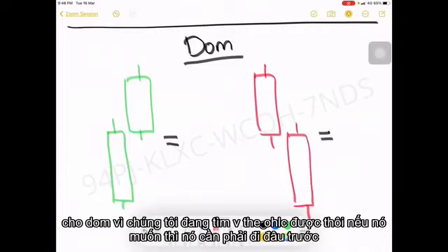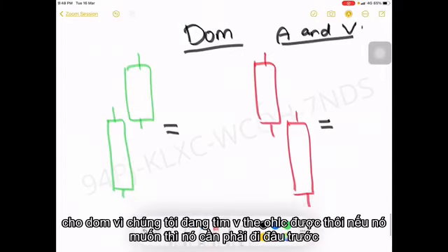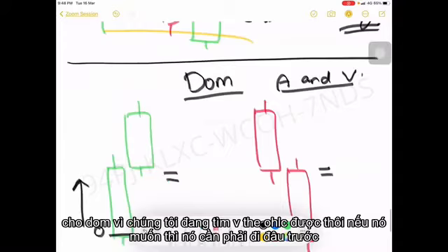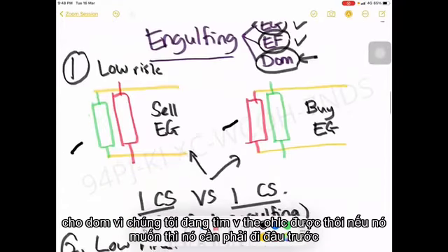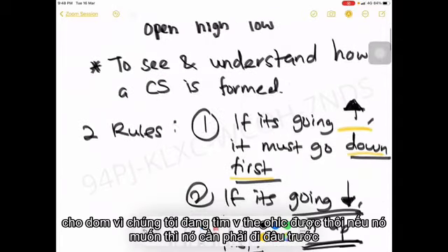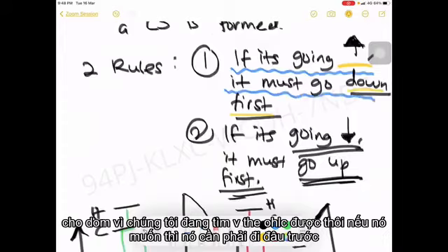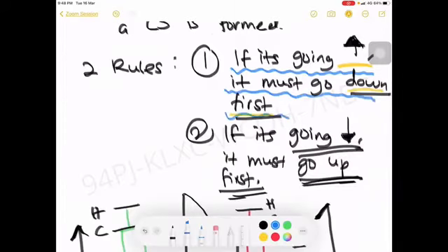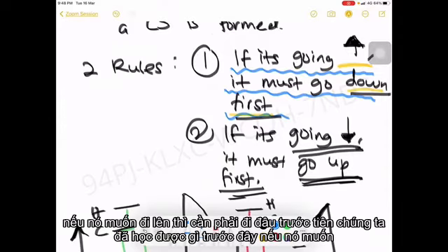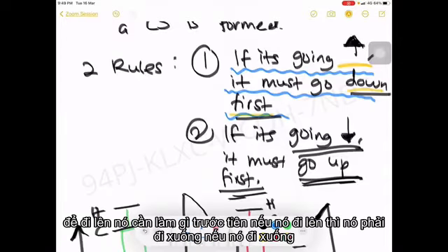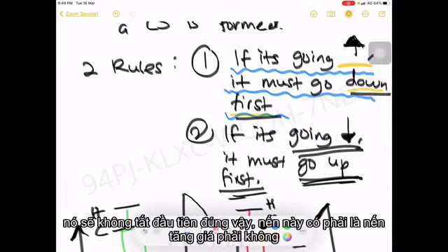Because we are looking for A and V, the OHLC. If it wants to go up, where does it need to go first? What did we learn before? If it wants to go up, what does it need to do first? If it's going up, it must go down first. If it's going down, it must go up first.